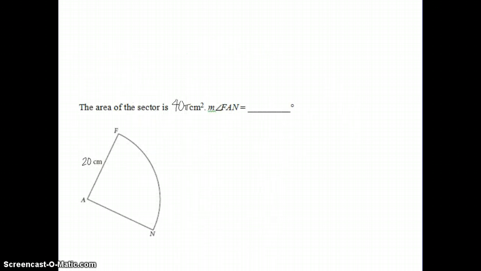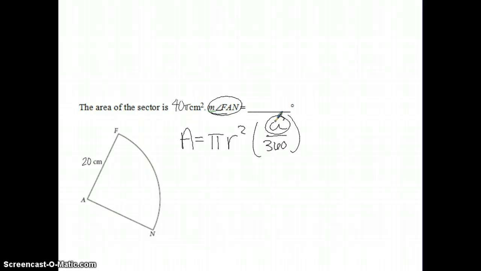Our last example of the day will be an area of a sector problem, but in this case, we're looking for the angle. So we're given the area and we're given the radius. So please recall that our formula is area equals pi radius squared times the angle divided by 360. And this is what we're looking for, so that will remain a lowercase a. We know that capital A is the area, and that's 40 pi. So we'll plug that into our formula. We also know that the radius is 20, so we'll plug that in.